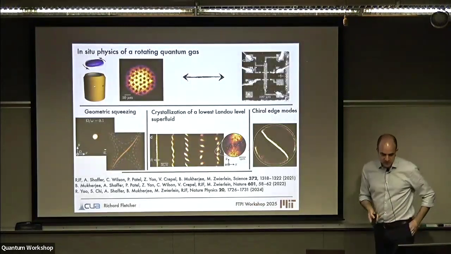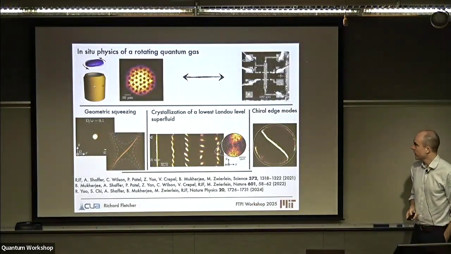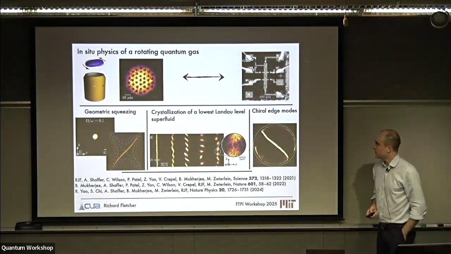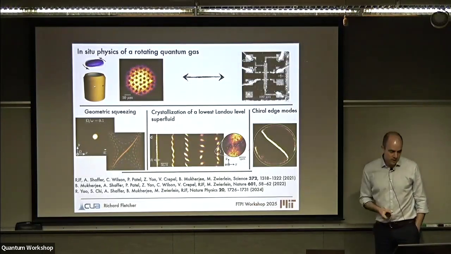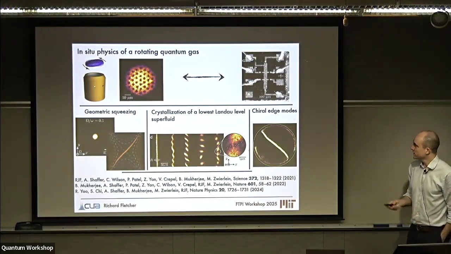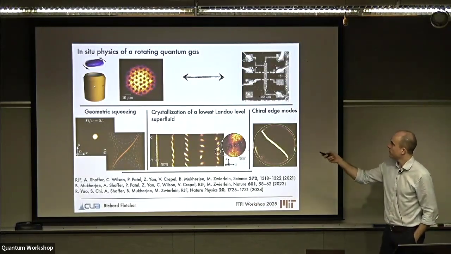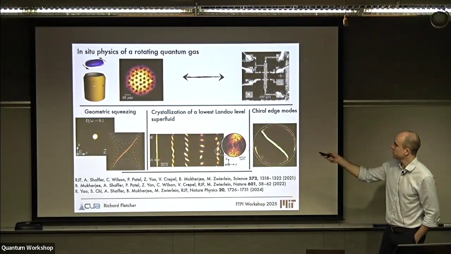Okay, and so in the first part of the talk, I'll just give you a very quick overview of a program of research which we've had going at MIT over the last few years, which concerns the use of a rotating quantum gas. It's a quantum gas of atoms. Here's an image of this gas.